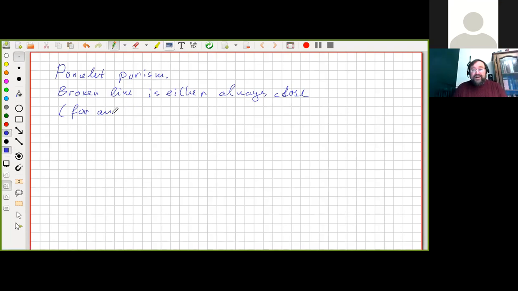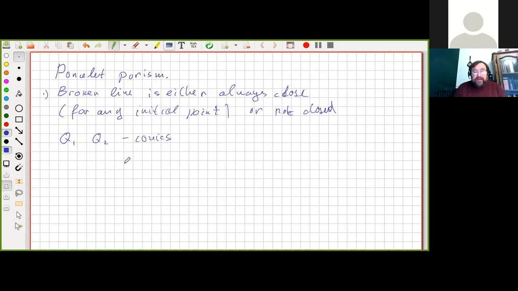It tells me, always closed for any initial point. Or not closed. So this is the theorem of Poncelet, and I'll try to translate everything into a little more modern language. So you have two conics, Q1, Q2, they are conics.